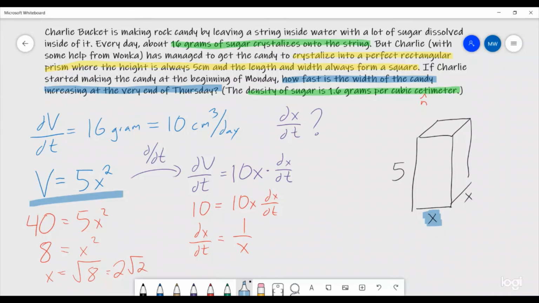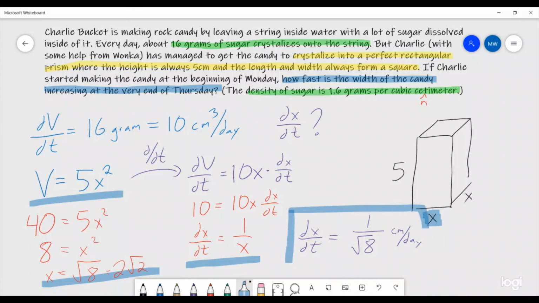We can take that and put it into this to find that dx/dt is going to be 1 over the square root of 8. And what is this? This is centimeters per day. So there we go. We were able to solve this problem. Even though they didn't give us a picture, they just gave us this big word problem, we were able to go through and figure it out by ourselves.